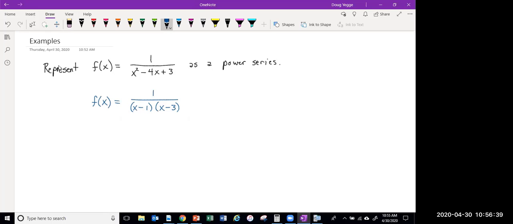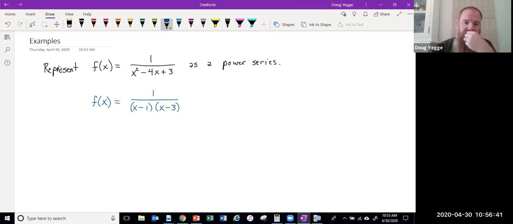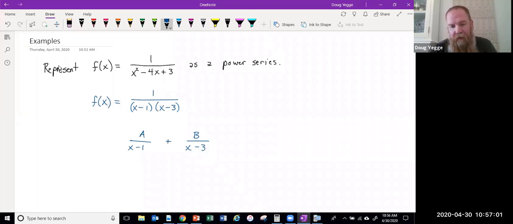Would you use partial fraction decomposition? Yeah, there we go. So why don't we try partial fraction decomposition here? Because if we could do that, wouldn't that look like a over something plus b over something else? And now look at those denominators. They're both linear, and I could end up turning them into very basic power series.